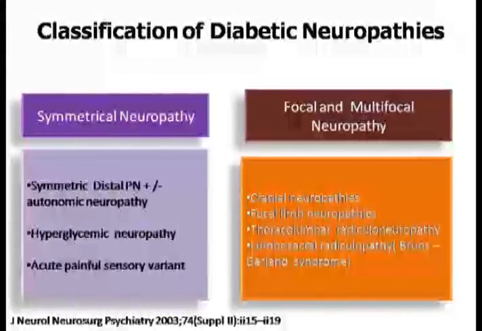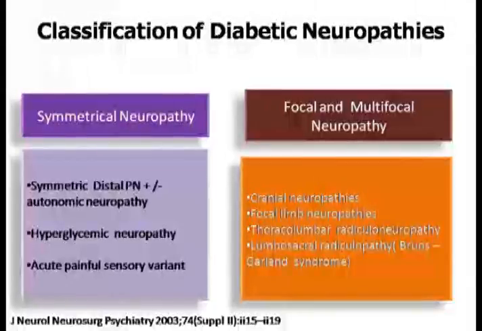So look at the classification of diabetic neuropathies. You need to divide them into symmetrical neuropathies and focal and multifocal neuropathies. And probably the most common of all, which you see in clinical practice, is the symmetrical sensory motor distal peripheral neuropathy, with or without autonomic neuropathy. And then you have other symmetrical neuropathies, like the hyperglycemic neuropathy, which is associated with severe hyperglycemia. You have the acute painful sensory variant of this, where you don't have any neurological findings as such. You have normal nerve conduction velocities.